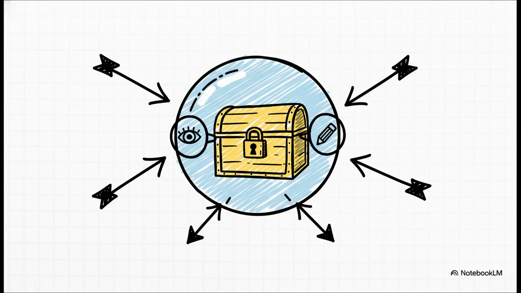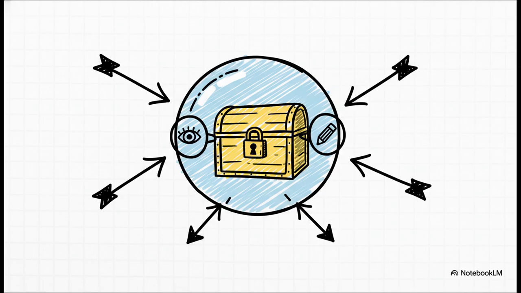So how does that actually work? Well, the object's data is marked as private, kind of like treasure locked away in a chest. If another part of your program wants to see or change that data, it has to ask nicely through a specific controlled doorway. This creates a secure barrier that prevents all sorts of bugs and accidental changes.